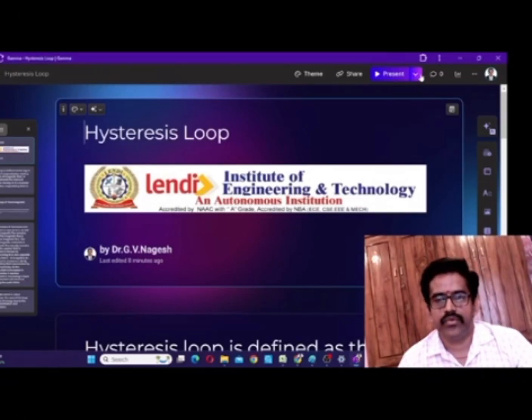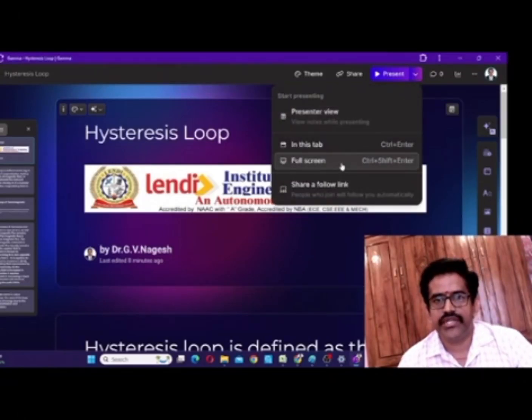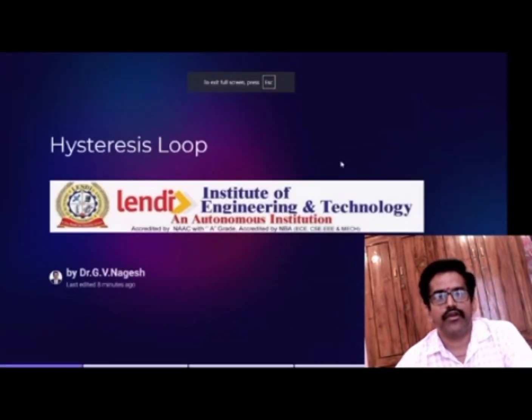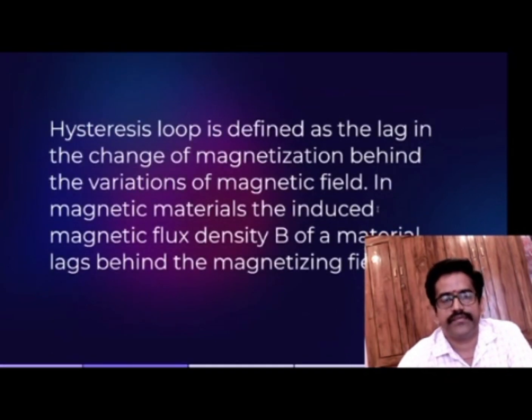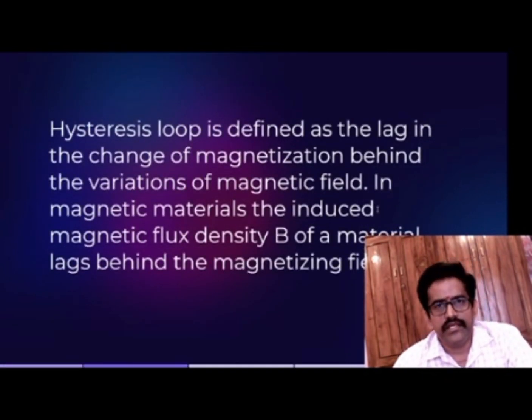Good morning. Today we study the hysteresis loop in a ferromagnetic material. This is defined as the lag of change of magnetization behind the variation of the magnetic field. In a magnetic material, the induced magnetic flux density B of a material lags behind the magnetizing field H. H is nothing but the applied magnetic field.